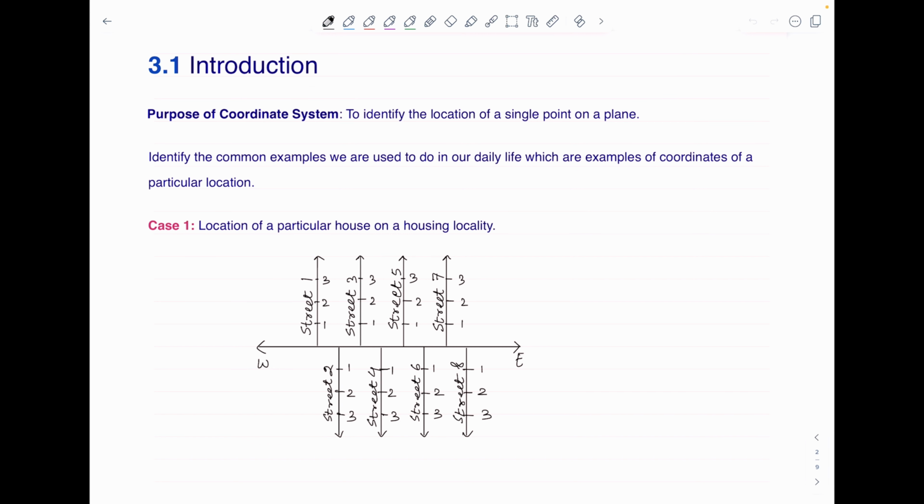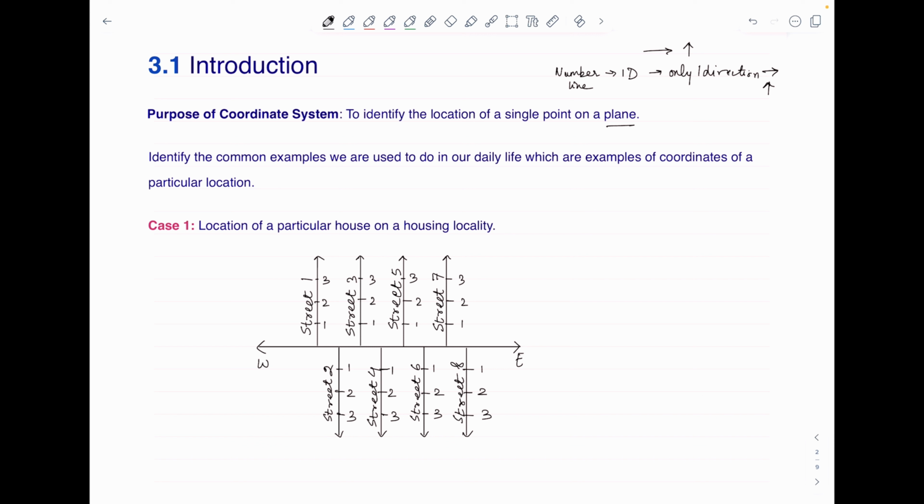Before that, I want to tell you, the number line was one dimensional. One dimensional means only one direction, either this side or this side, not both. Either we are going east to west, or we are going north to south. Only one direction we are going, not 2 directions. This is the number line.